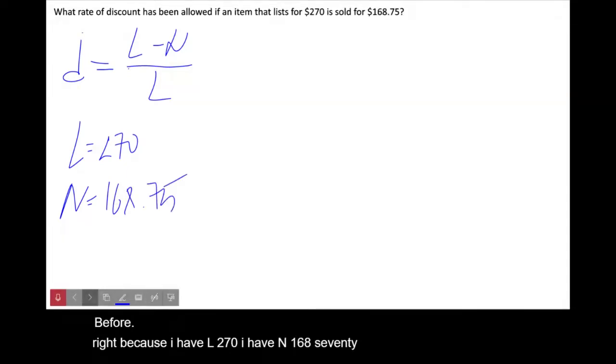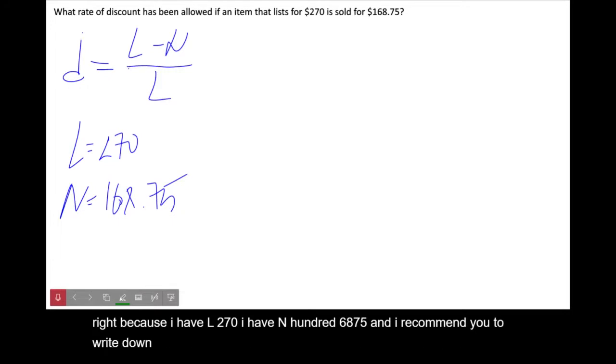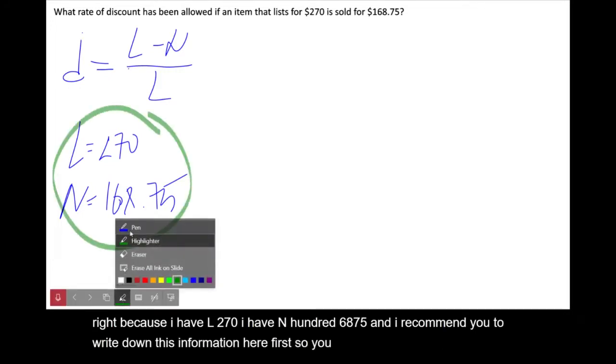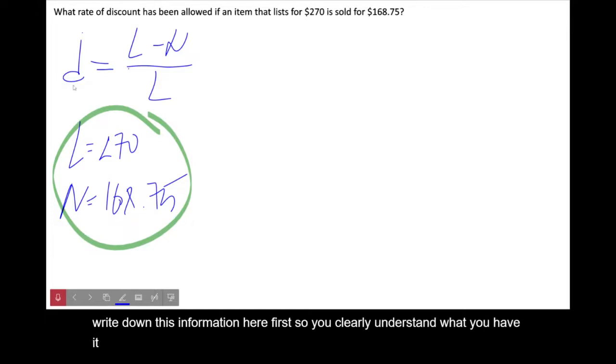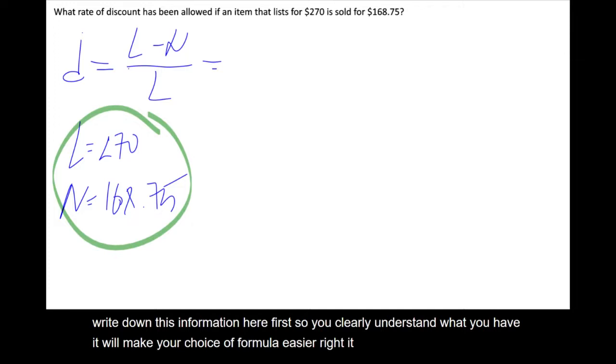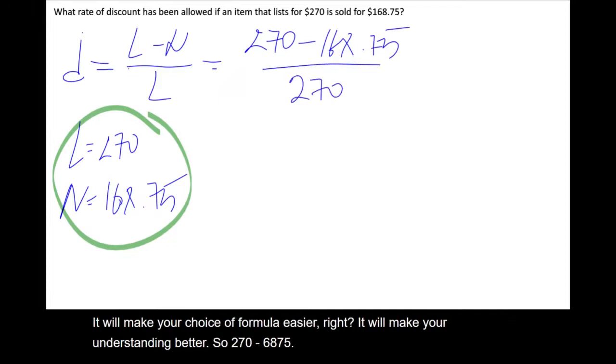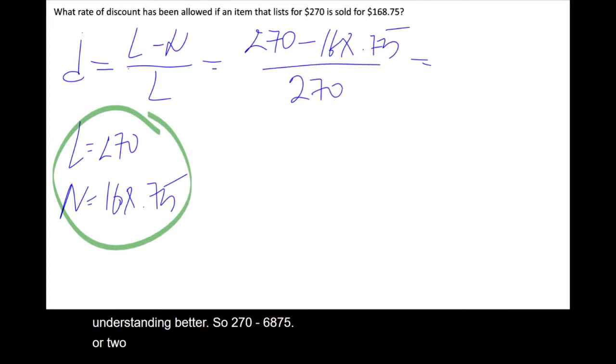168.75, and I recommend you write down this information here first so you clearly understand what you have. It will make your choice of formula easier, right? It will make your understanding better. So 270 minus 168.75 over 270. Let's calculate that.